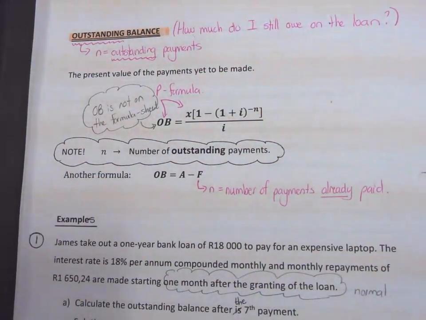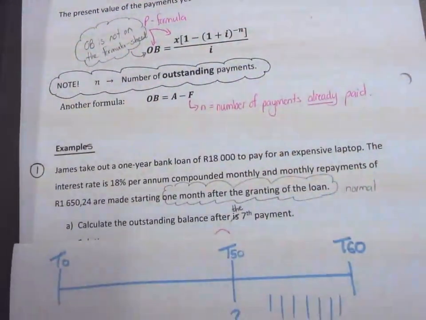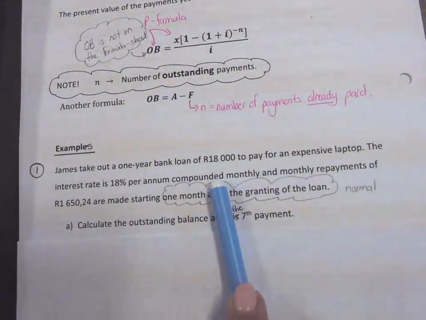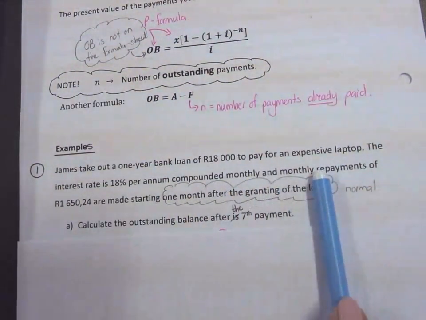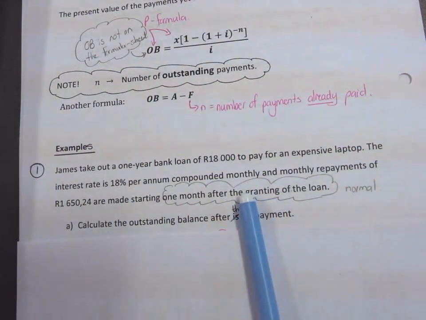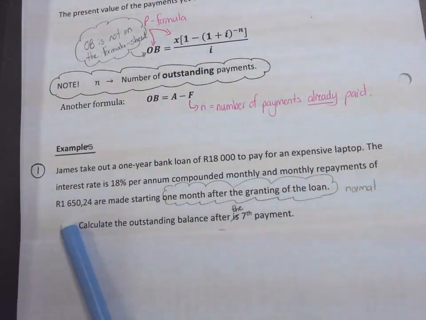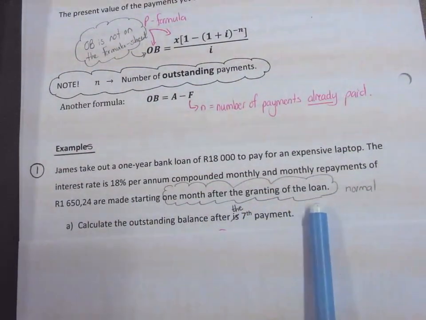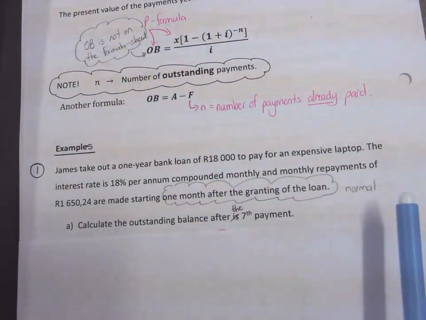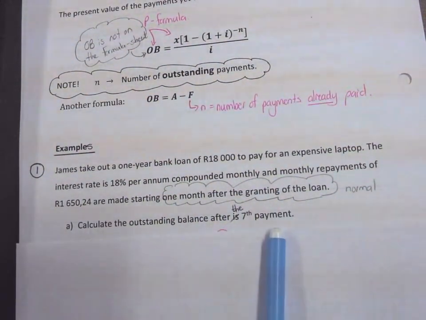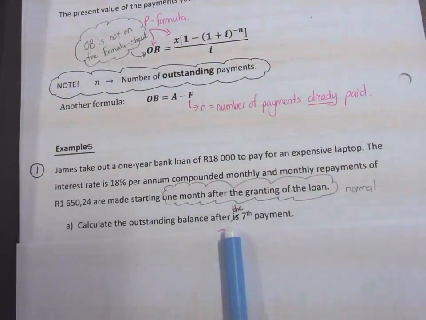Right, let's look at our first example. James takes out a 1-year bank loan of 18,000 Rand to pay for an expensive laptop. The interest rate is 18% per annum, compounded monthly, and monthly payments of 1650.24 are made starting 1 month after granting the loan. Calculate the outstanding balance after the 7th payment. Just make that correction.